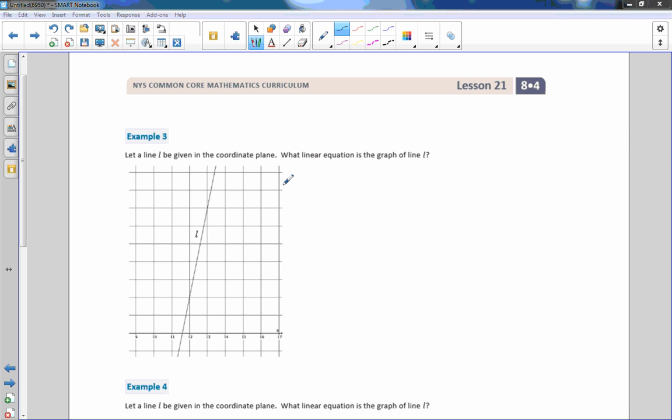Okay, example 3 says, let a line L be given in the coordinate plane. Write a linear equation that is the graph of line L. Okay, so here's example 3. I always look at the y-intercept first, and when I see that it is an integer, I breathe a sigh of relief. It's less work. No kidding, but anyway, it is easier. y equals mx plus b, or ax plus by equals c. Slope-intercept form, standard form. We're going to do both.